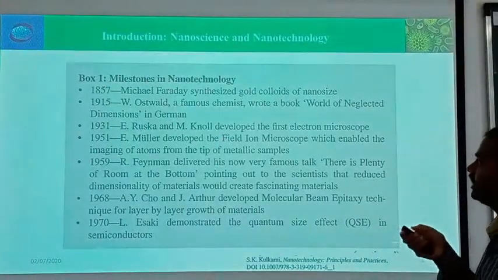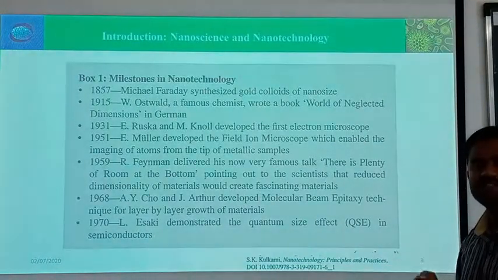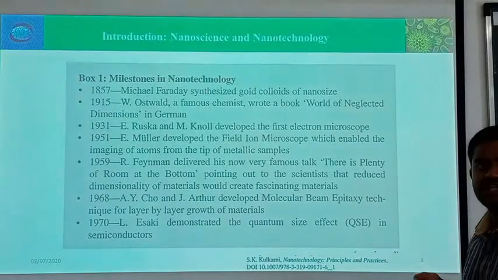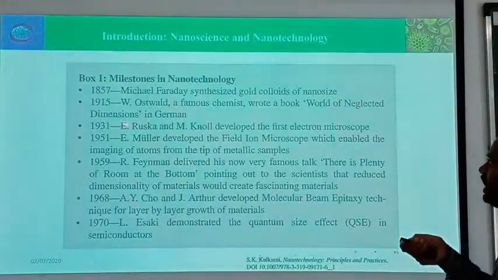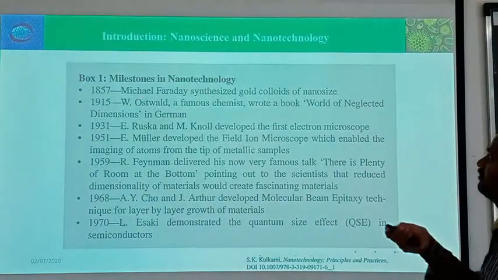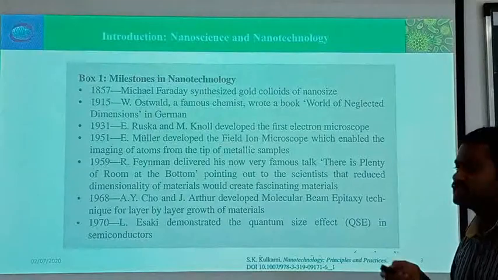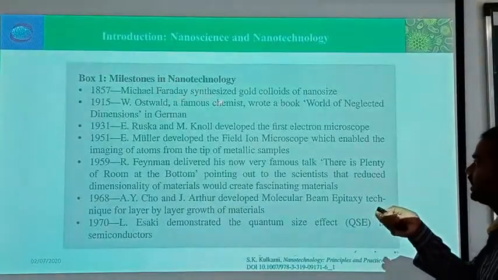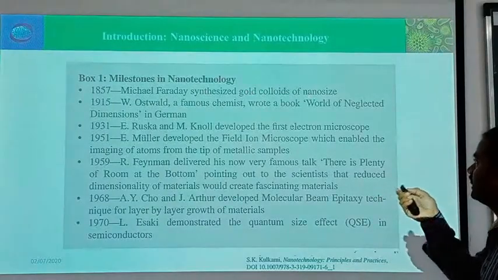Now, the next part. Before discussing it, we are going back. What are the milestones in nanotechnology? From which year did this concept start, and in what way is nanotechnology growing? In 1857, Michael Faraday synthesized gold colloid nano-sized particles. This is the first study related to gold nanoparticles.